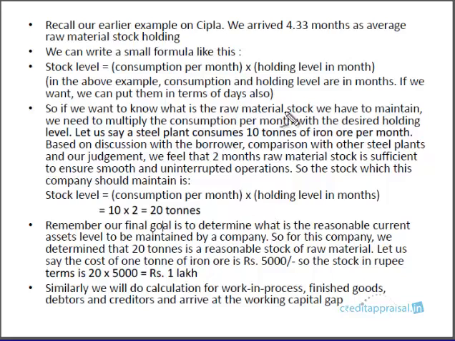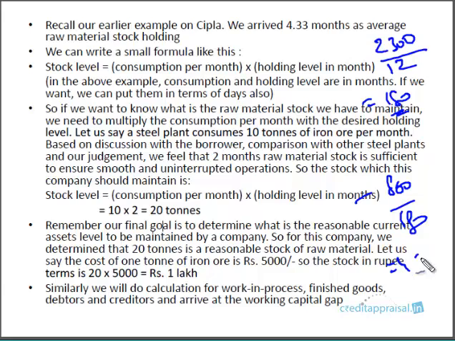So recall the earlier example of Cipla, where we arrived at 4.33 months as the average raw material stock. If you remember Cipla, we said 2300 was the annual raw material consumption. Then we worked out per month how much. We got some figure, some 180 something, right? And then we asked what is the closing stock of raw material for Cipla. We had some figure around 800 crores. Then we divided this by this, and that's how we arrived at 4.33. If you remember, this is what we did.